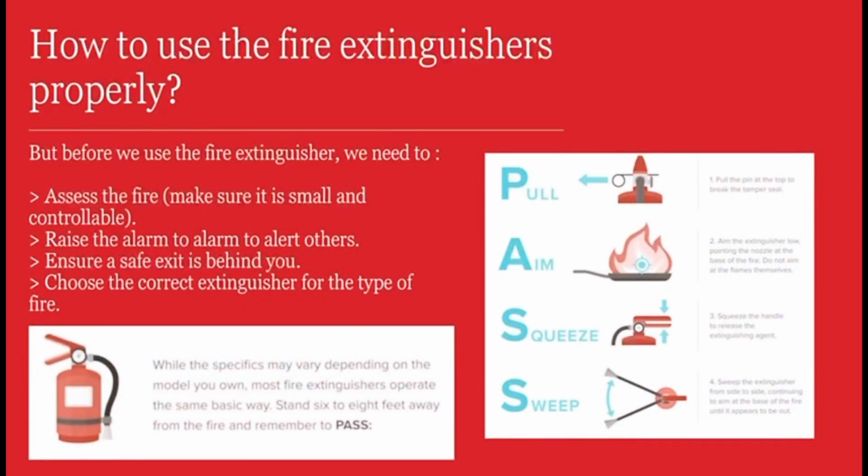How to use the fire extinguishers properly? There are 4 ways to use the fire extinguishers properly. But before we use the fire extinguisher, we need to assess the fire, make sure it is small and controllable, raise the alarm to alert others, ensure a safe exit is behind you, and choose the correct extinguisher for the type of fire. While the specifics may vary depending on the model you own, most fire extinguishers operate the same basic way. Stand 6 to 8 feet away from the fire and remember PASS.